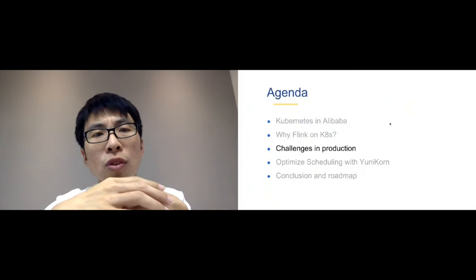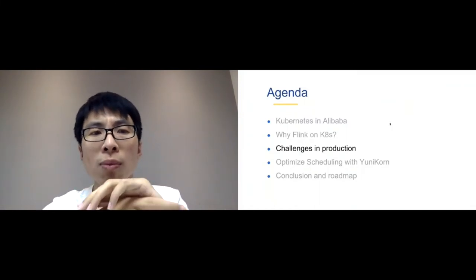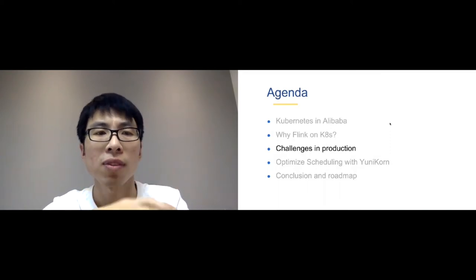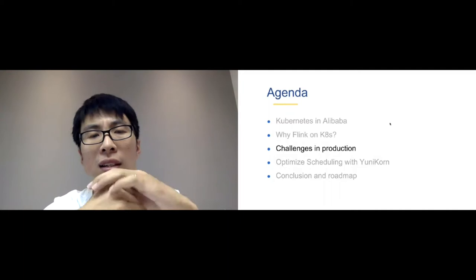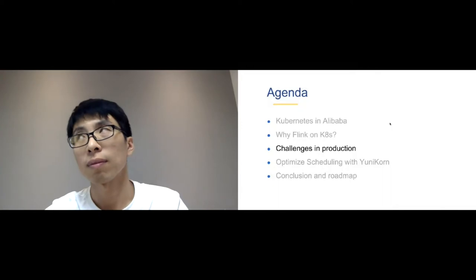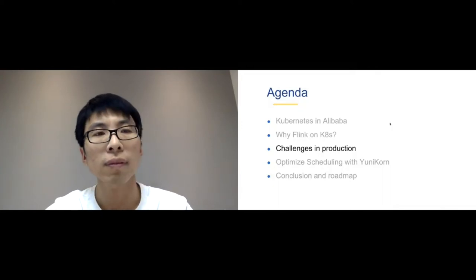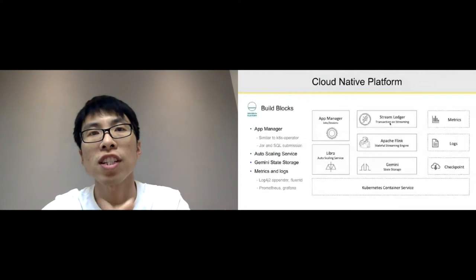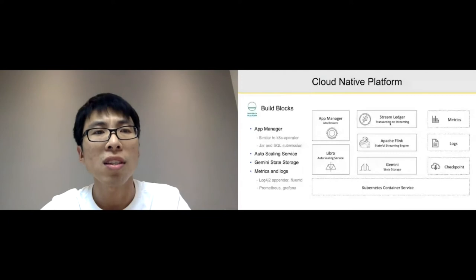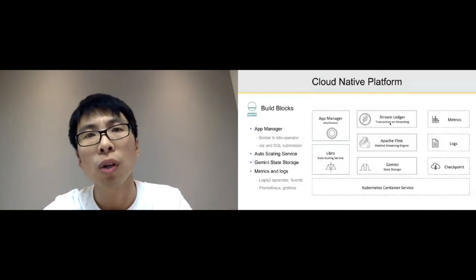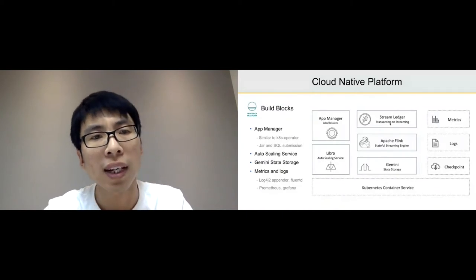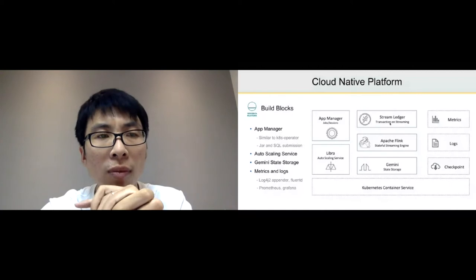So far, we have learned why we are migrating Flink workloads from YARN to Kubernetes and how to do that. Then I will share some challenges in production when we try to deploy Flink on Kubernetes. The first challenge is the cloud native platform problem. I think if we want to deploy Flink on Kubernetes, we must have 14 components.